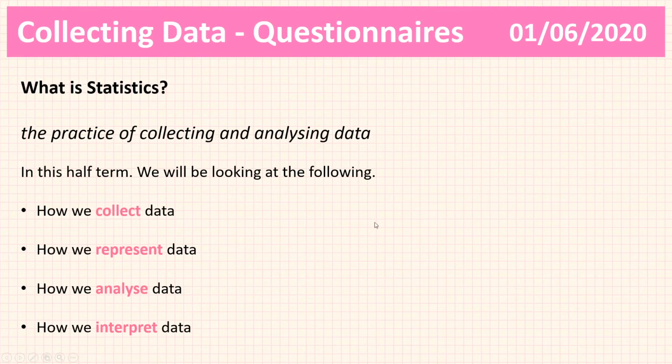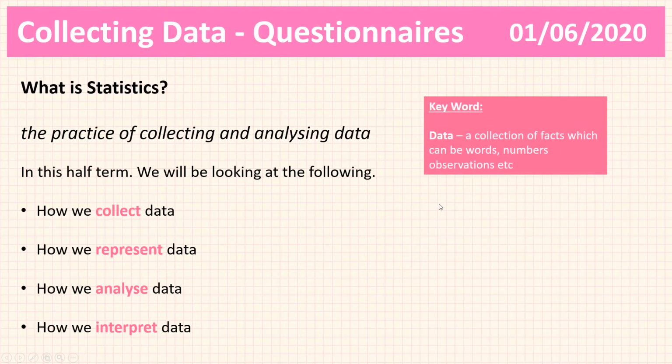Now, there's a key word here that you've seen multiple times in this slide, and that is data. And we need to know what data is. So data is a collection of facts, which can be words, numbers, or observations. That's the definition of data. Now, moving forward, we're going to be looking at data in the real world, just to give you an idea of what it is and where it comes from.